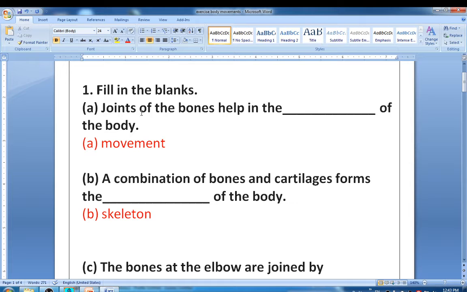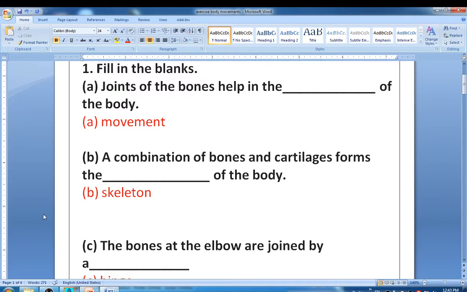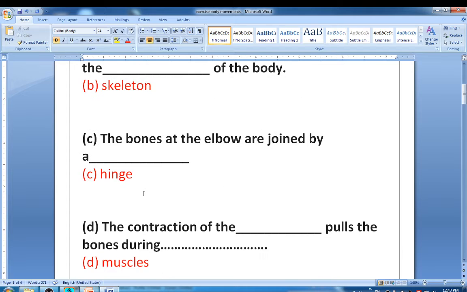First question: joints of the bones help in the dash dash of the body. Joints means the part that joins two bones, and joints help in the movement of the body. So the answer is movement. Next one: a combination of bones and cartilages forms the dash dash of the body. When bones and cartilages are there, there is a framework, and that framework is known as the skeleton. See the spelling. Okay, understood the second one.